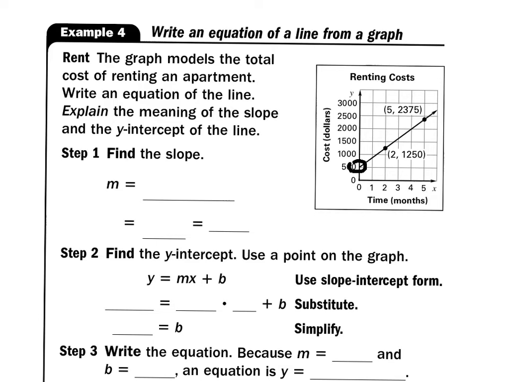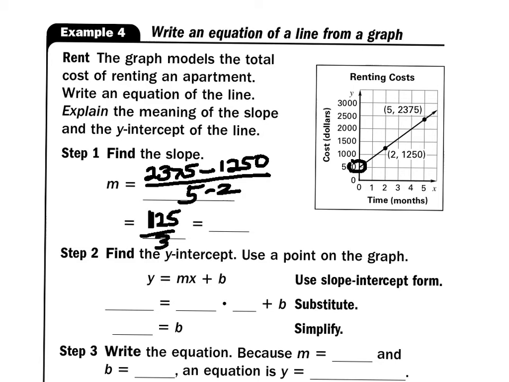Okay. Now, what's the slope? Well, it goes up all the time, and over 2 months is so much, and 3 months is so much. Well, that's the rent itself per month, isn't it? The slope. So let's find that first. Let's take 2,375 minus 1,250. Put it over 5 minus 2. I'm just getting these numbers straight off the graph. And that equals 1,125 over 3, which equals $375, which is your monthly rent.